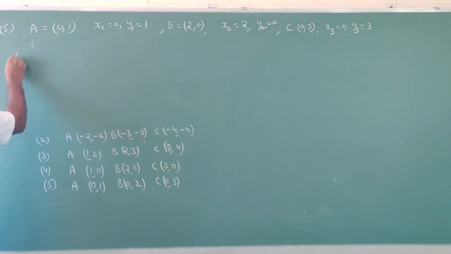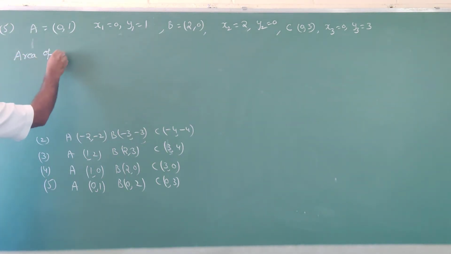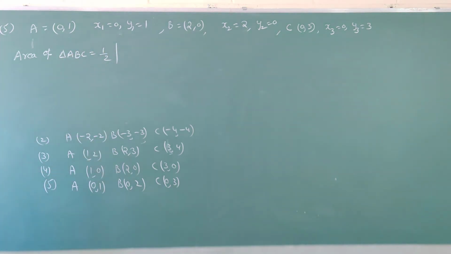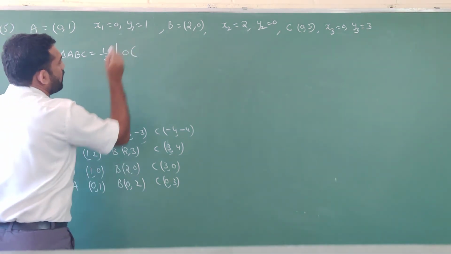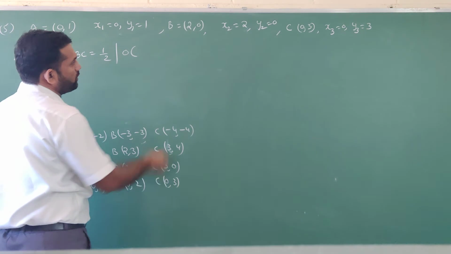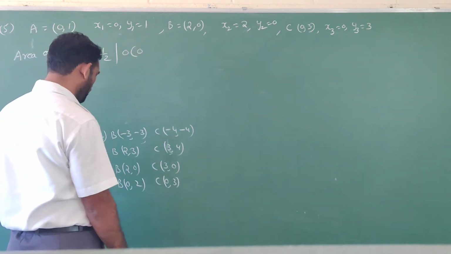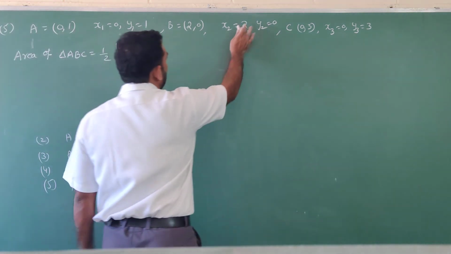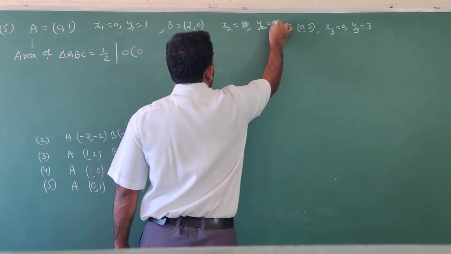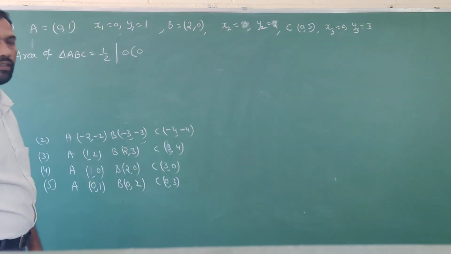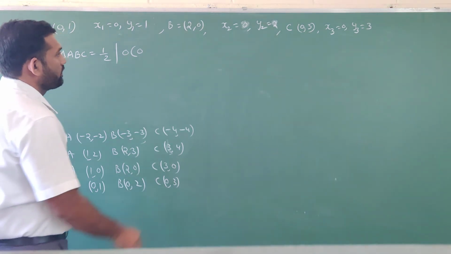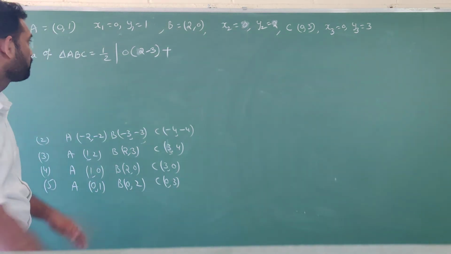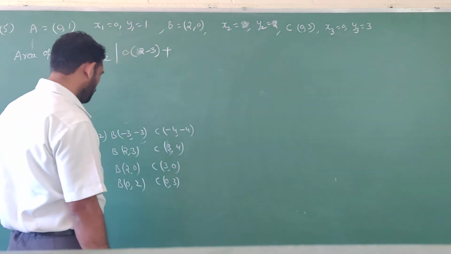Then the area of triangle ABC is equal to half into modulus of x1 (0) times (y2 minus y3). So we did a small mistake. Here, B point is what? x2 is equal to 0, y2 is equal to 2. I made a small mistake. Now y2 minus y3, 2 minus 3. You always observe that formula. Next one.